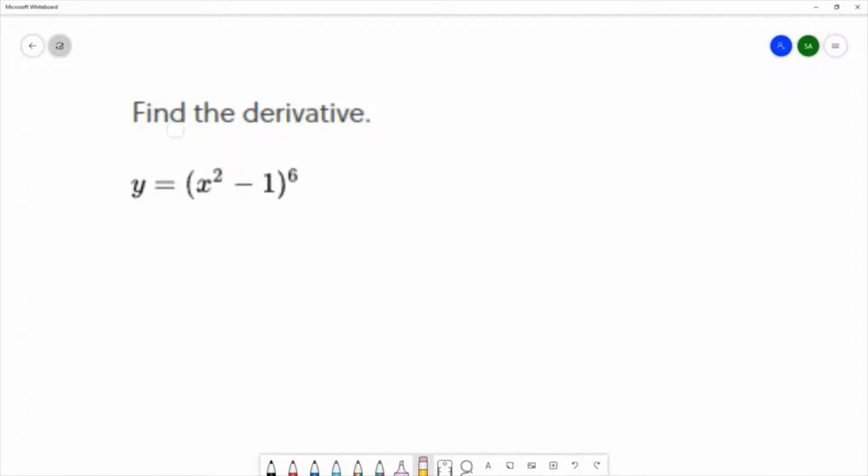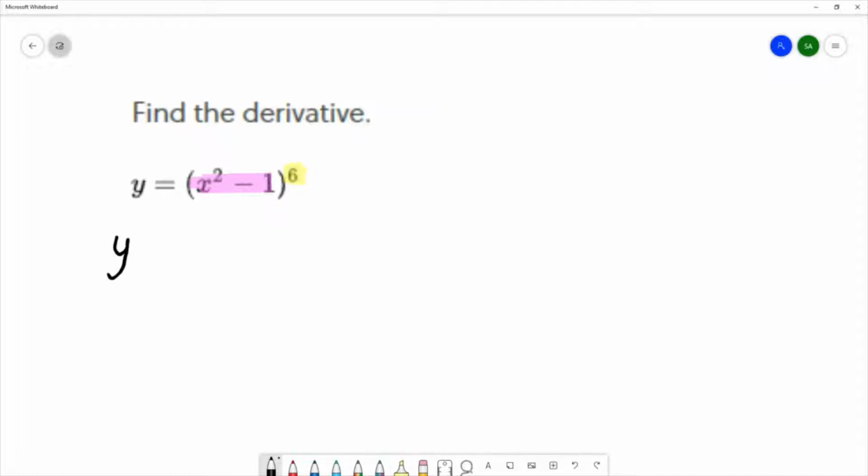This question says find the derivative of y equals (x squared minus 1) to the 6th power. We're going to use the chain rule to find the derivative of this function because we have an inside function, which is x squared minus 1, and an outside function, which is the 6th power. Our inside function is something other than x, so that means that we have to do the chain rule.